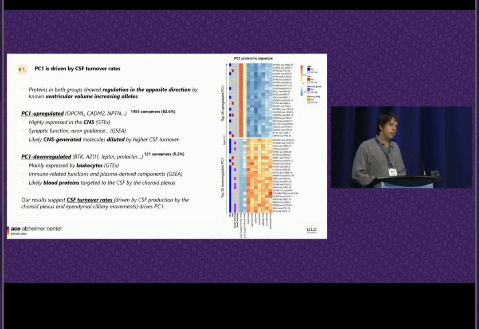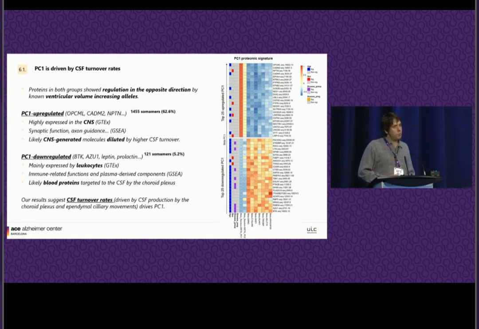So based on this integrative analysis, we reached the conclusion that PC1 is likely driven by CSF turnover rates, and here you can see how consistent the association of the ventricular volume increasing alleles is in the top 25 upregulated and downregulated proteins, and they always go in the opposite direction to the PC association. So PC1 upregulated proteins, which comprise more than 62% of all the proteins measured in the SomaScan dataset, are likely proteins generated in the brain and more likely diluted in individuals with higher CSF clearance.